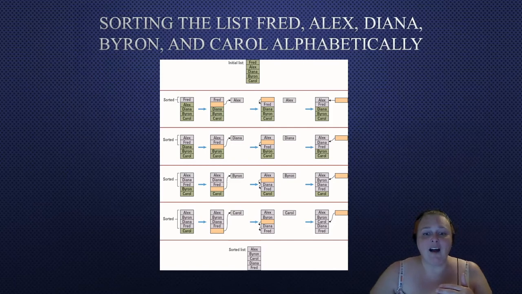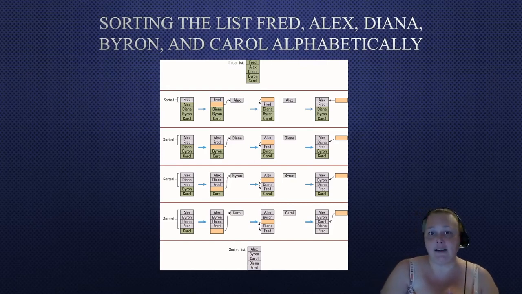On the third line, we're now going to look at Byron and decide where Byron goes. Does Byron go before Alex? No. Does it go after Alex? Yes. So Byron gets moved out. Everything after that that has been sorted is moved down, and Byron is inserted into the list in its proper location.